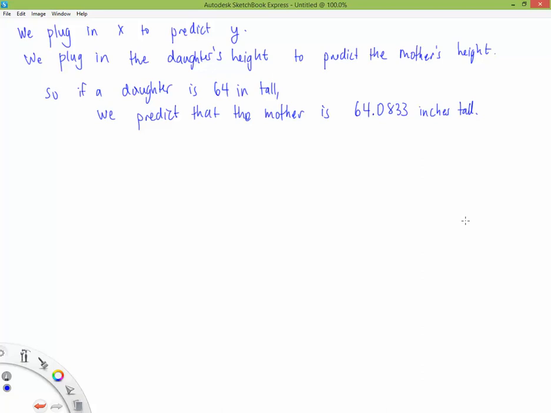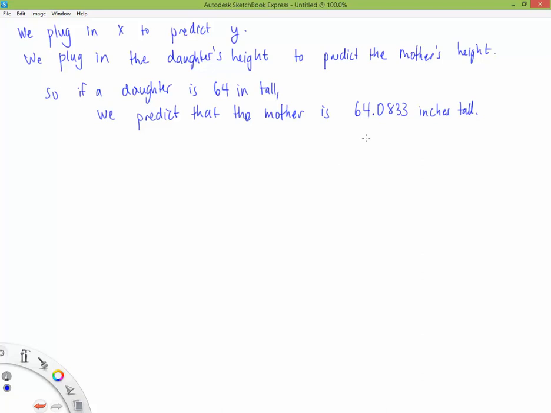Does it mean every woman who is 64 inches tall, her mother is 64.0833 inches tall? No. This is just a prediction, okay? So later on maybe we go out and we find a woman who is 64 inches tall and we ask, how tall is your mother? Or maybe we have some data already. The difference between what the real data point is and our prediction is called a residual, okay?